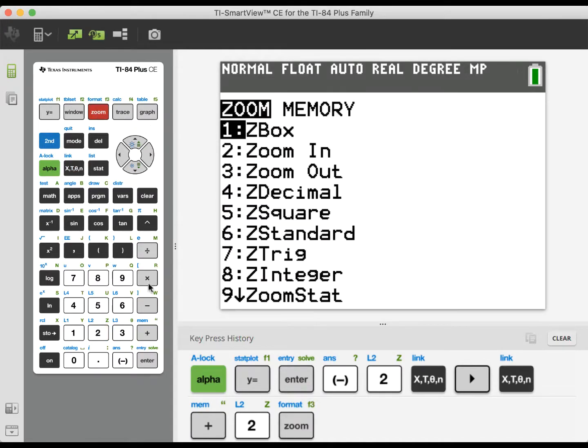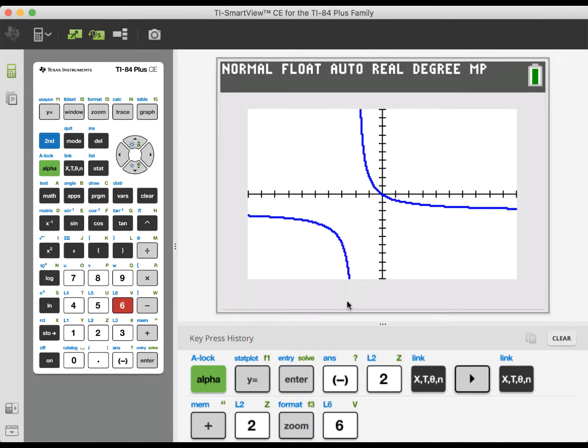There we go. Zoom 6 for the standard window. Now notice x equals negative 2 is a vertical asymptote. But notice that this function is going down from left to right on the entire domain.